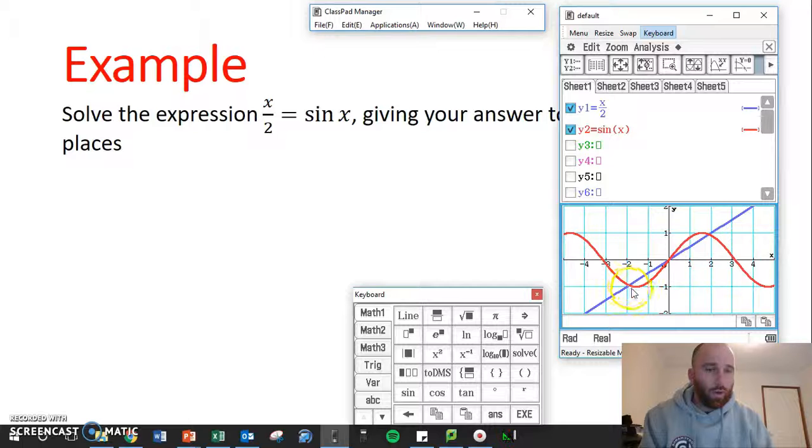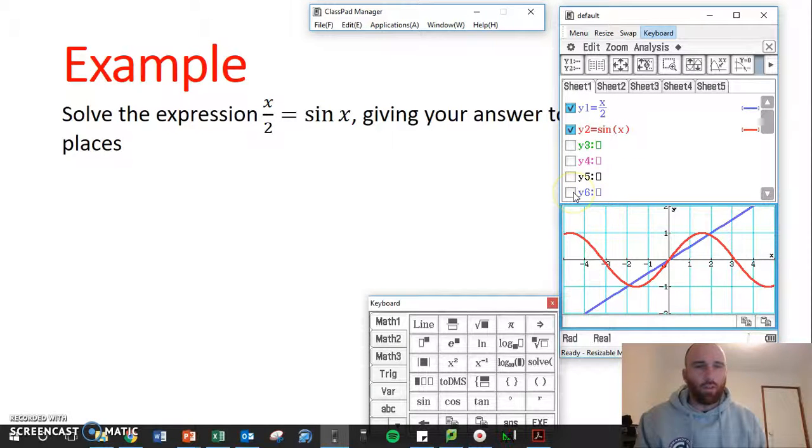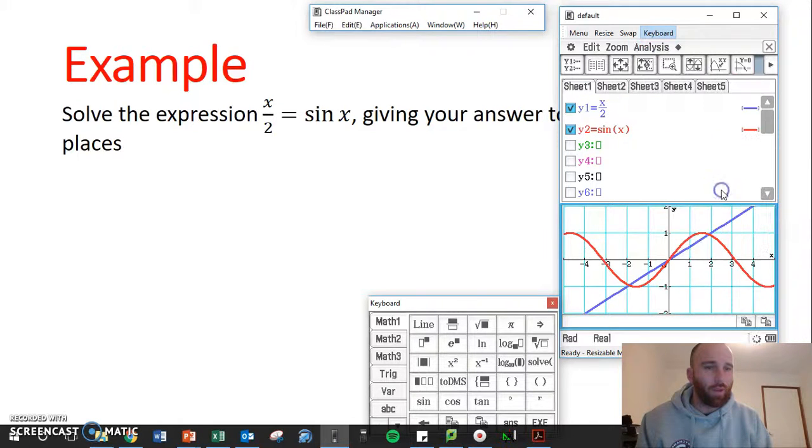We're actually going to get three solutions. I'm going to get one down there right near where my cursor is, one at the origin, and one at the very top. Those are the three values we're trying to find. To find those values, we go to analysis, we go to GSolve, and we go to intersection. We're trying to find those intercepts where they overlap. These values are going to be listed down the bottom.